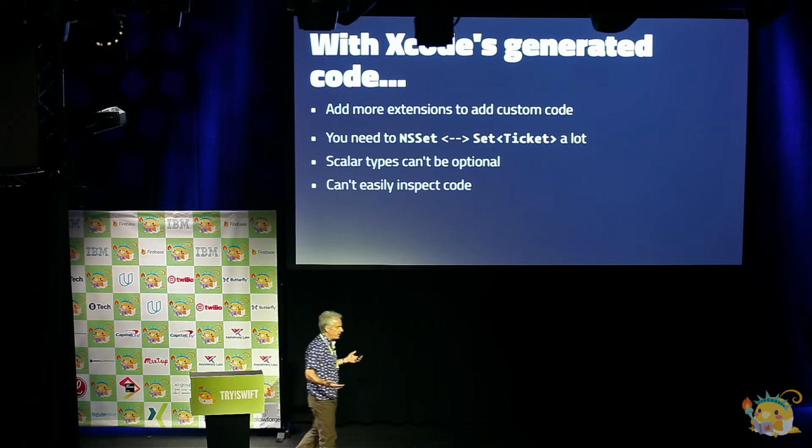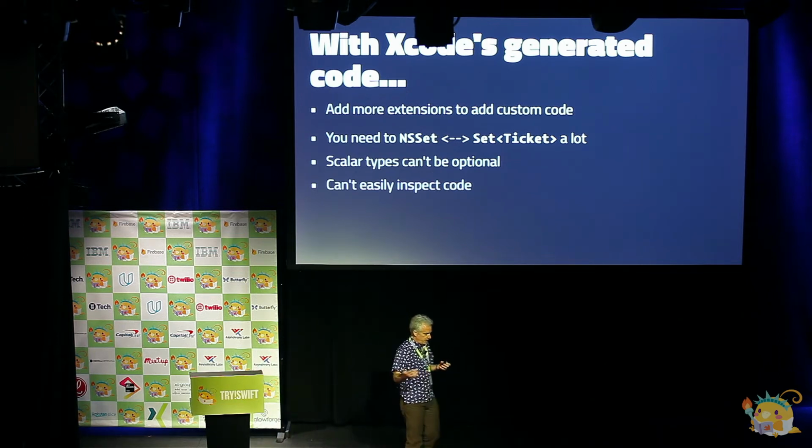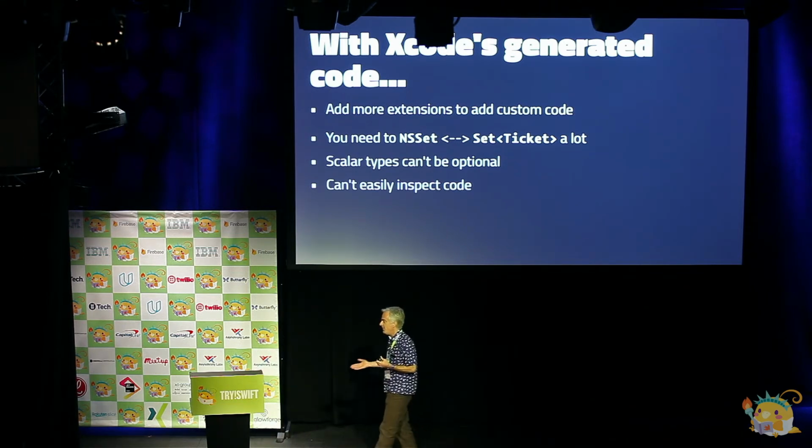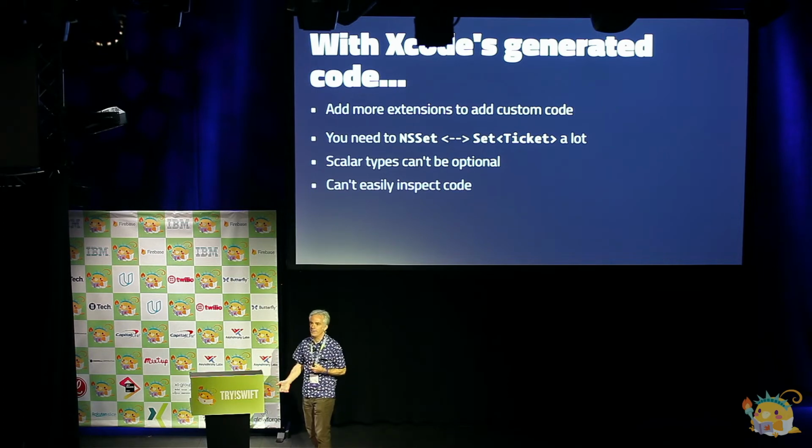You can't easily inspect the code either because since it's generated, Xcode puts it in the derived data folder. And so if you even want to see what code you have, you have to first write some code that mentions the class and then command-click on it in Xcode to get it to show you what the source code is. But I'll talk about how to improve on this a little later on.